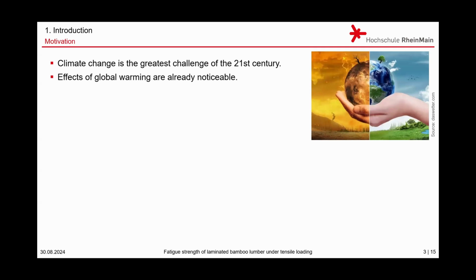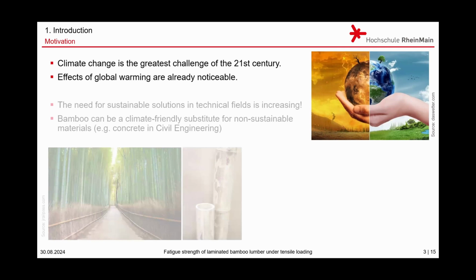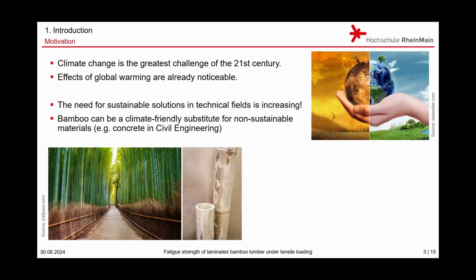Why are we researching on bamboo? Mainly because climate change is the greatest challenge of the 21st century. The effects of global warming are already clearly noticeable all around the world, and the need for sustainable solutions in all technical fields is ever increasing and as high as it never was. So bamboo can be a climate-friendly substitute for many non-sustainable materials. When we look at civil engineering, for example, it can be a substitute material for concrete, just as an example.